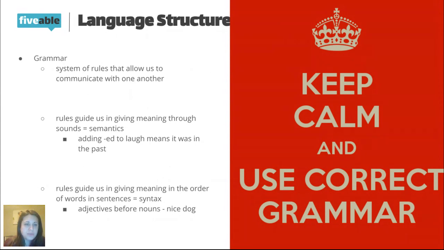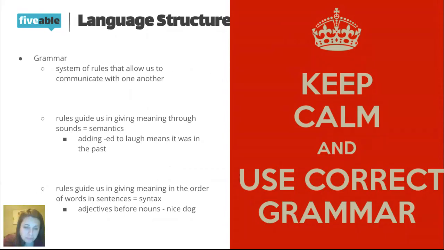And so, specifically within grammar, there's this thing called semantics. Semantics has to do with the rules that give us meaning through sound. So this kind of goes with morphemes. For example, when I add "ed" to the end of the word "laugh," it means it happened in the past. I laughed at something. So it has to do with how adding those different sounds or parts to the individual words themselves changes their meaning. This deals more with the specific words that make up a sentence or a paragraph or whatever.